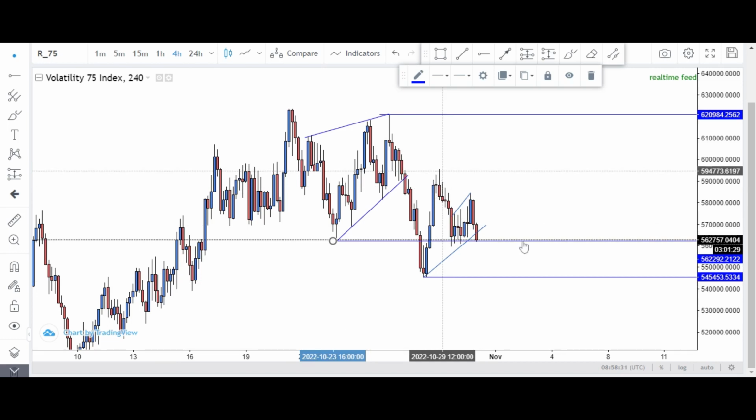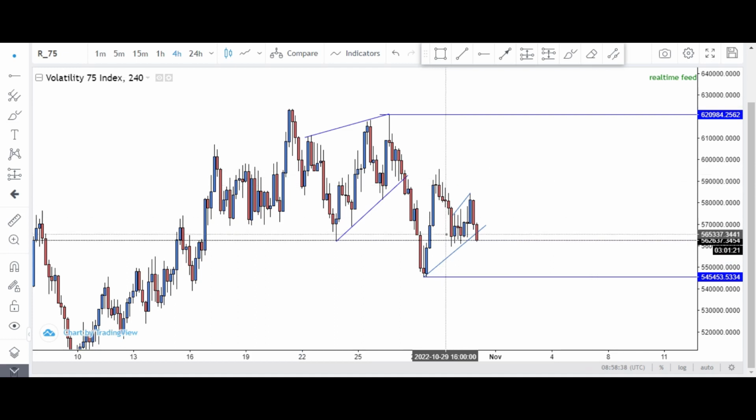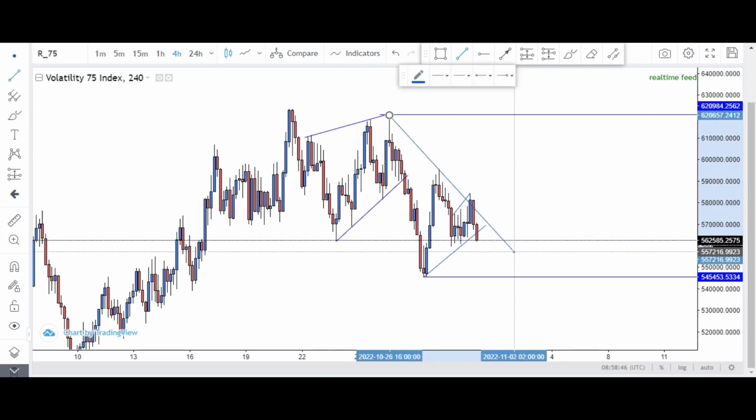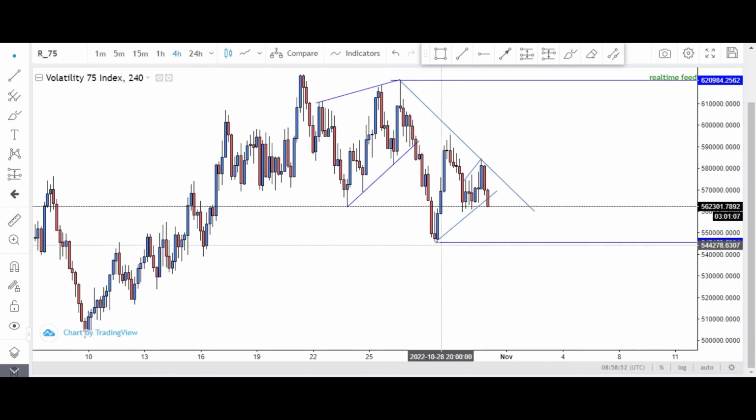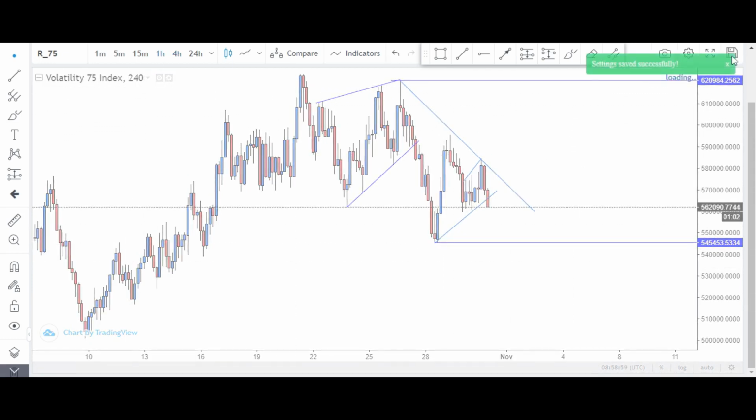So we can remove this now, and you can see we had another move here. Then we had some sort of a flag, and we are very bearish. As you can see, if I draw my line like this, we've not been able to break this. So this low here becomes my next target. Okay, so let's look at it from the 1-hour time frame.